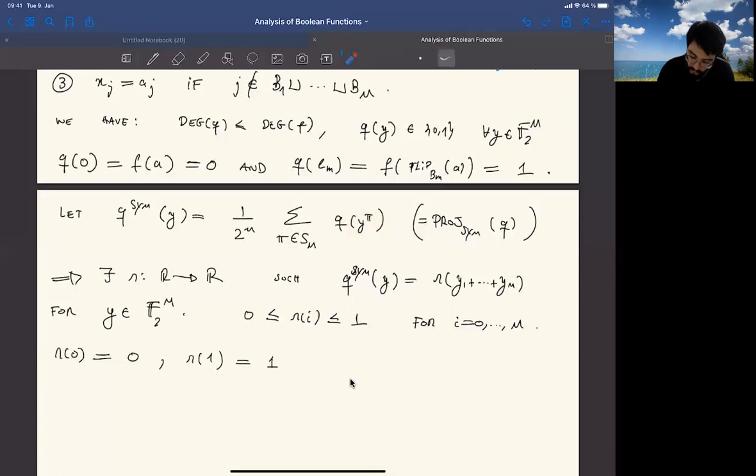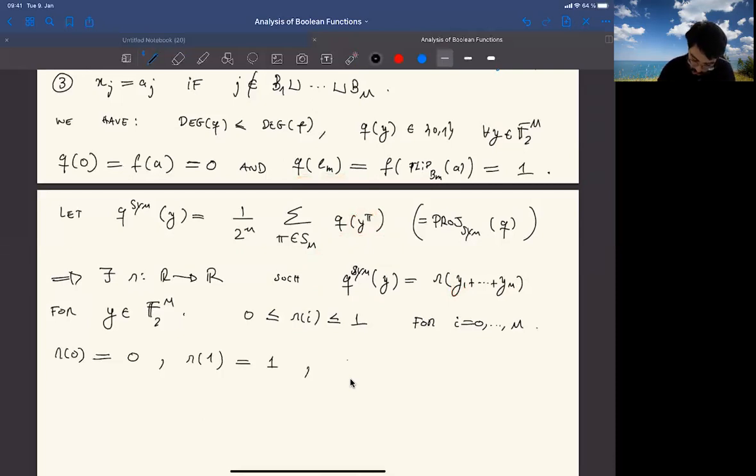Because R of 1 is exactly when you put one of these variables here, say, to be 1. So you would do an average of all the Qs of e_i, and you sum over all the i's. And we do know that each one of these guys is 1. So the average is going to be 1.